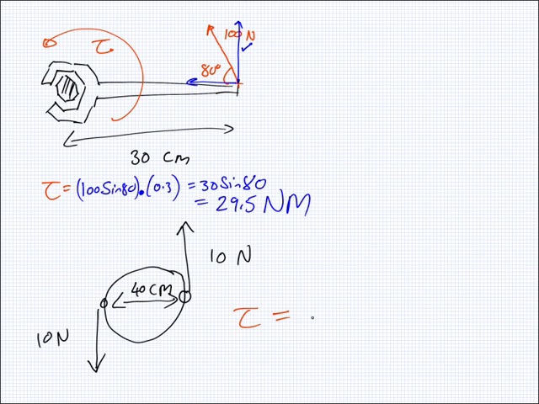What mistake did he make? 40 centimeters. Oh, 0.4 times 10. 0.4 times 10, 4 newton meters. Remember, the formula is FD. It's one of the forces multiplied by the diameter in a couple. It's 4 newton meters.